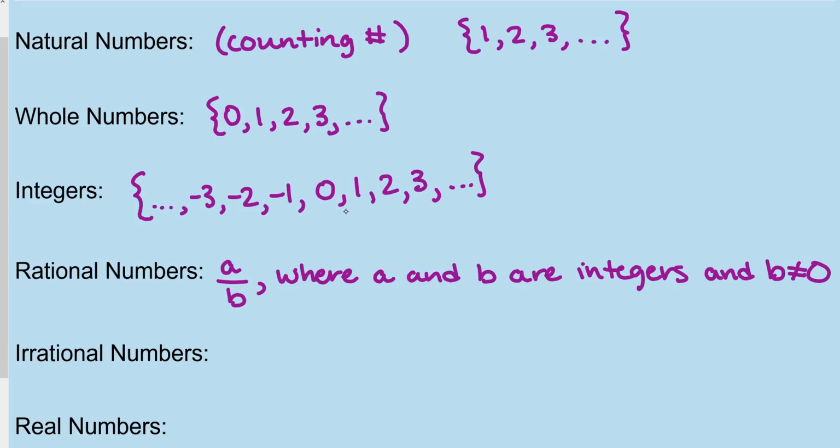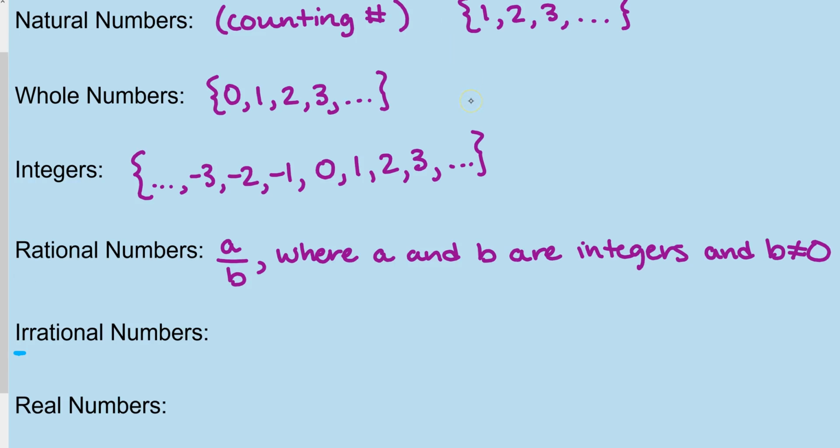Okay, let's continue with our definitions. Now we have irrational numbers, and if you think about the prefix ir, kind of like irregular, irrational just means not rational. So we have a pretty pathetic and unsatisfactory definition for irrational numbers. These are real numbers that are not rational. So they cannot be written as a ratio of a over b, where a and b are integers and b is not equal to 0. Okay, so we just say they're not rational.